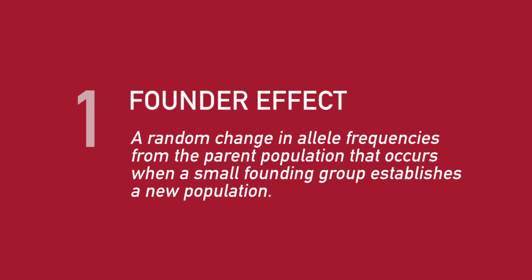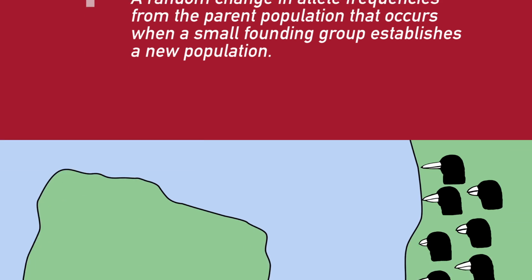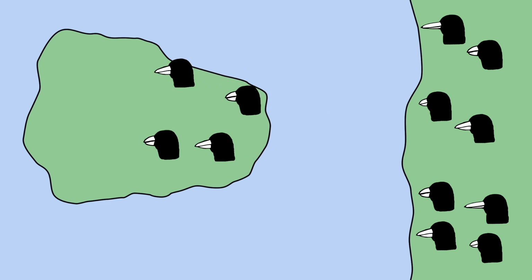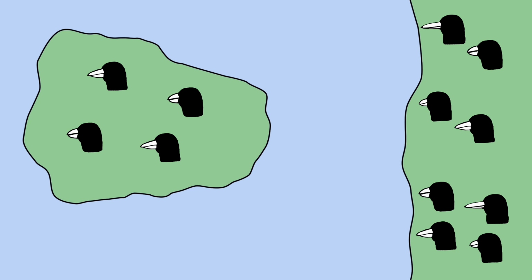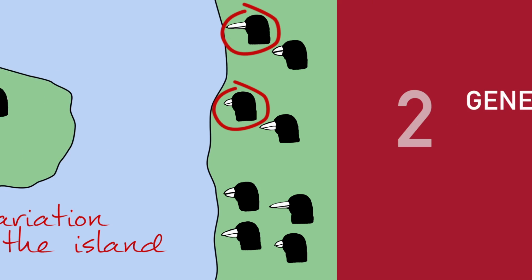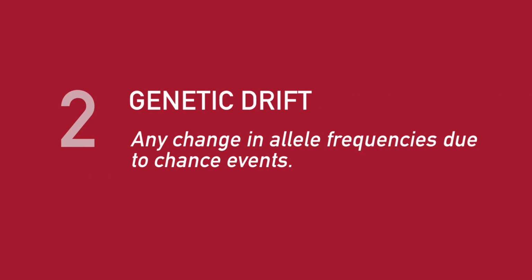This is a random change in allele frequencies from the parent population that occurs when a small founding group establishes a new population. For example, here we see variation in beak size among the finches. Notice that just by chance, the smallest and largest beaked birds did not get blown by the storm. As a result, the island population has less variation in beak size than the mainland population. This difference between the two populations is an example of the founder effect. The second mechanism is genetic drift. This is any change in allele frequencies due to chance events.